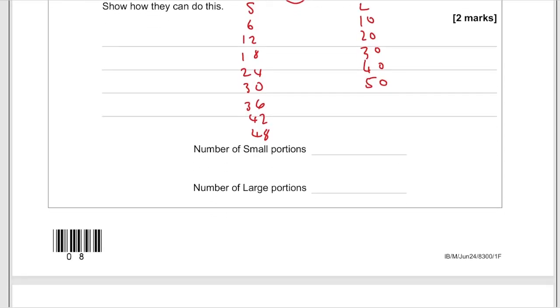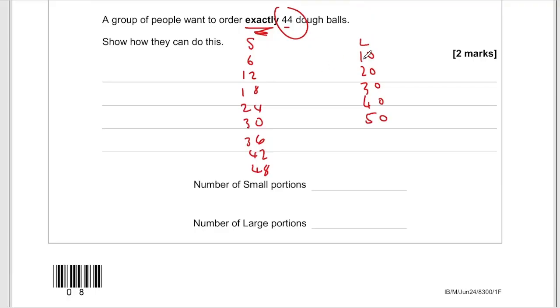Okay, well if I look at this side, there's nothing that I can pick with 10. There's no 34. If I pick 20, I could go 20 and 24. That gives me exactly 44. If I go 30, there's no 14. And if I go 40, there's no 4. Okay, so my answers are 24 small portions and 20 large.